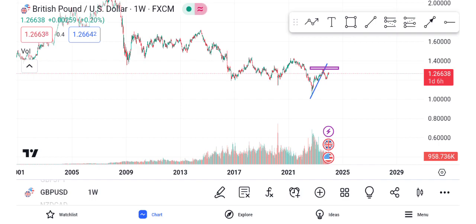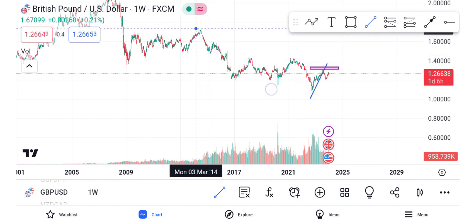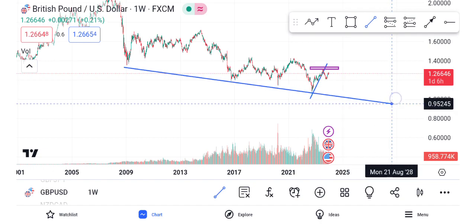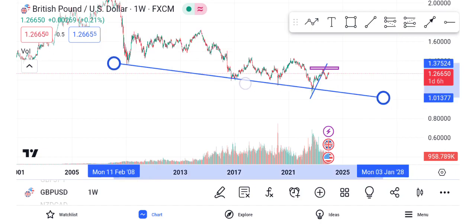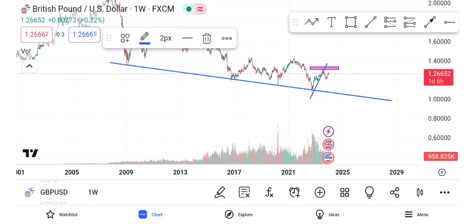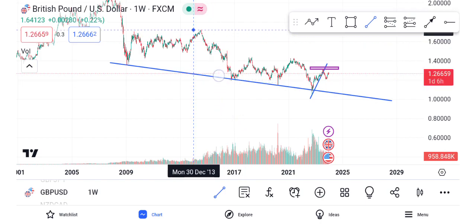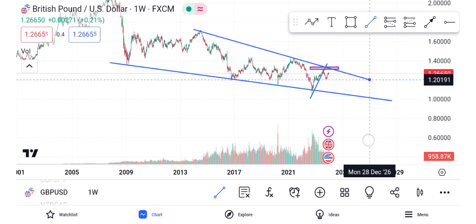So as you can see, the first thing is we are going to draw a trend line here. This is a trend line here. And also, this is a trend line up here too, on the weekly time frame.